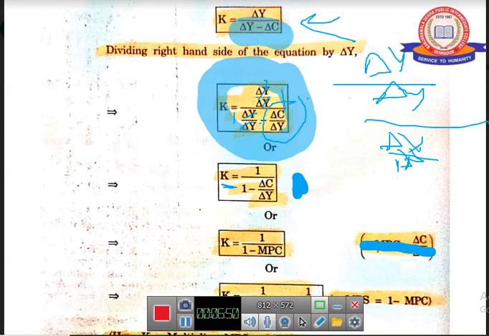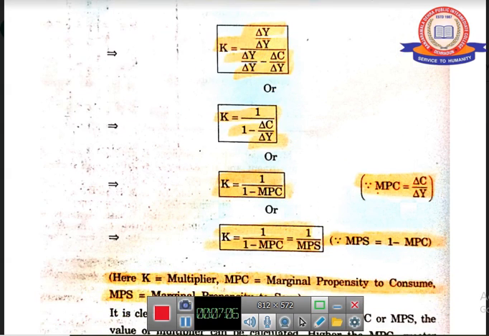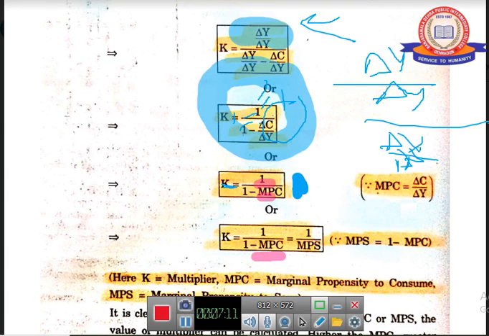So we can write 1 upon 1 minus MPC instead of del C upon del income. Why? Because MPC is equal to del consumption upon del income. Or we can also write it as 1 upon MPS. Why? Because MPS is equal to 1 minus MPC. So we can write MPS instead of 1 minus MPC because they both are equal.